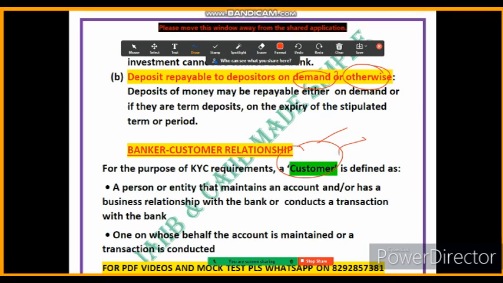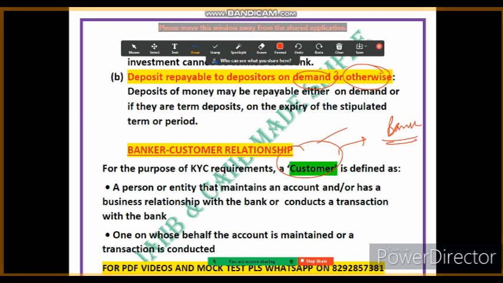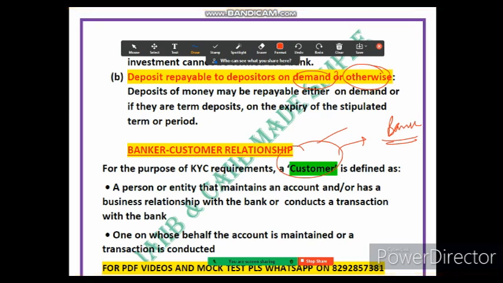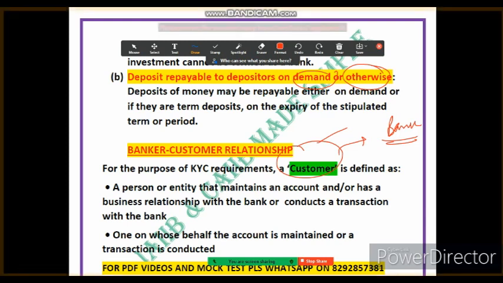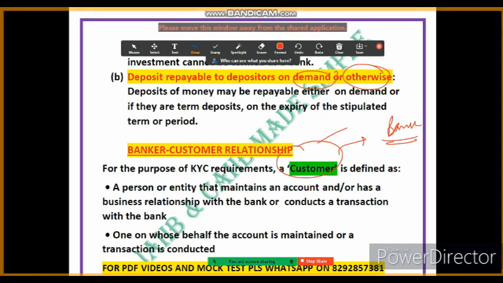So a customer has an account with a bank, first thing. Okay, the second point is that he conducts a transaction with the bank. This definition helps banks identify and verify their customers. Suppose you have a savings account with a bank and you have taken a loan from that bank, you are considered a customer. Additionally, if you frequently conduct transactions with that bank, such as making deposits, withdrawals, or using financial services, you are also classified as a customer. Okay, so this is how it has been defined.